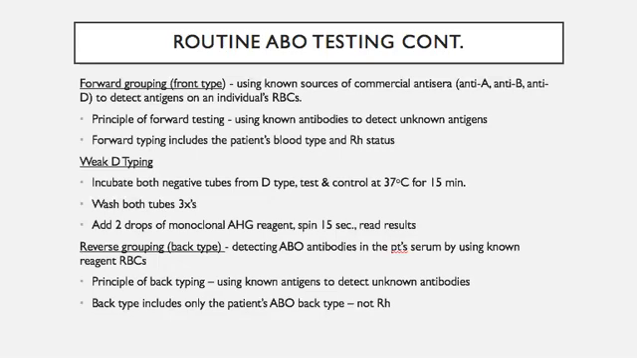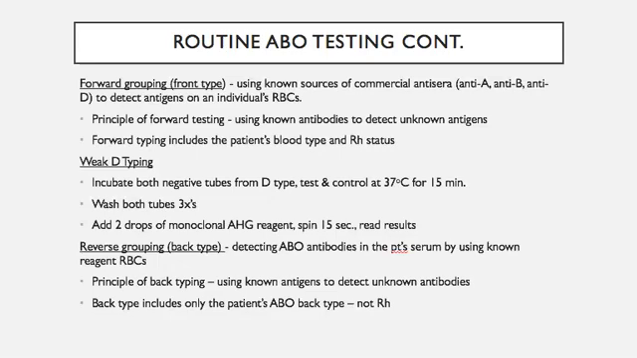Weak D typing: for this you have to incubate both negative tubes from the D type, so your patient test and the control, at 37 degrees Celsius for 15 minutes. You have to wash both tubes 3 times. Then we add 2 drops of monoclonal AHG reagent. We spin and we read the results. And in the normal blood bank setting, the only patients that we're going to perform a weak D on are babies, or if the doctor were to request a weak D.